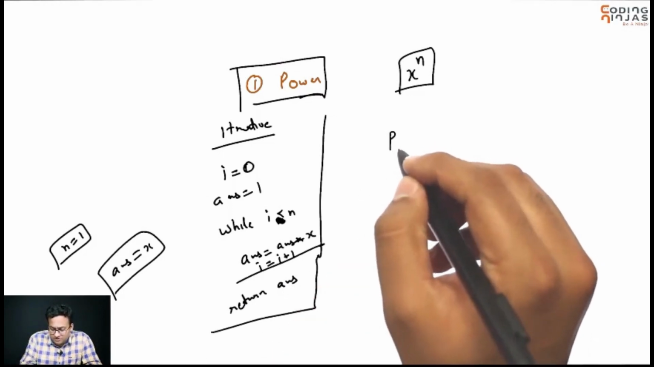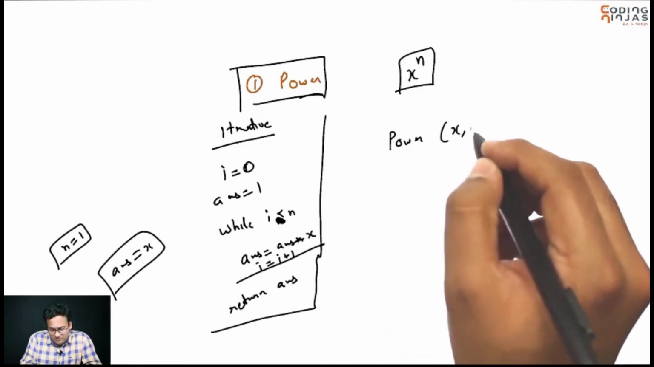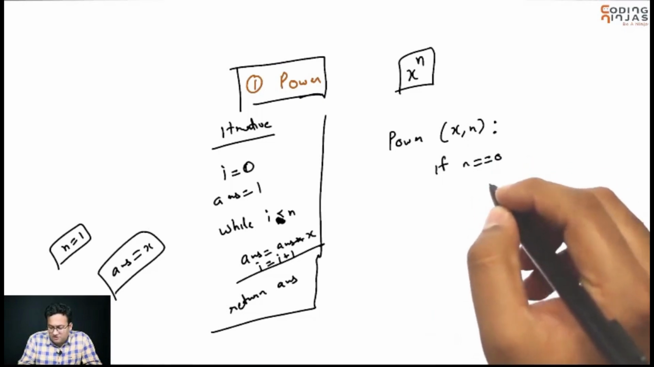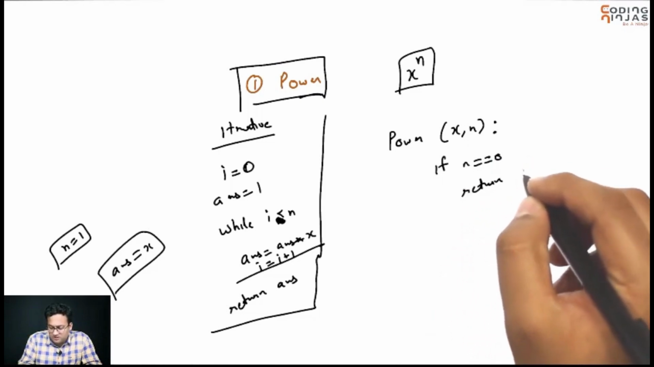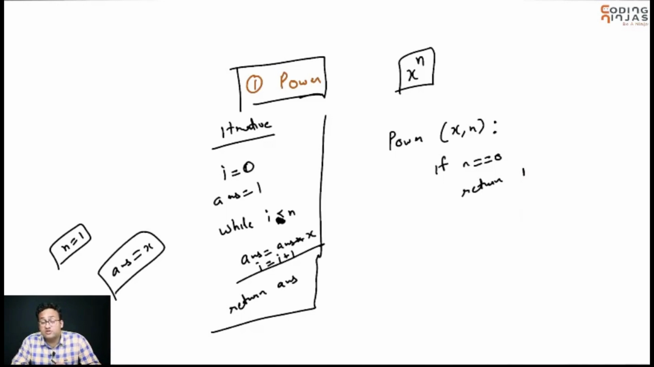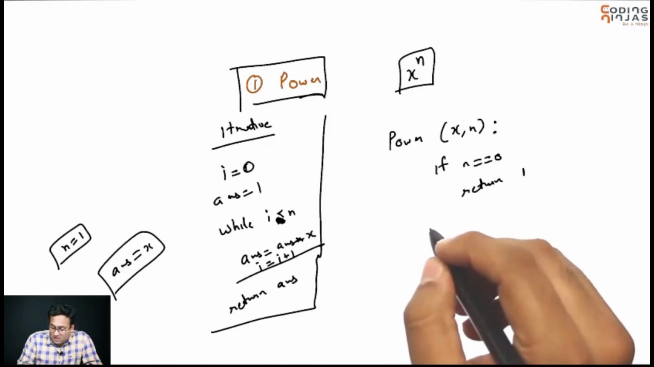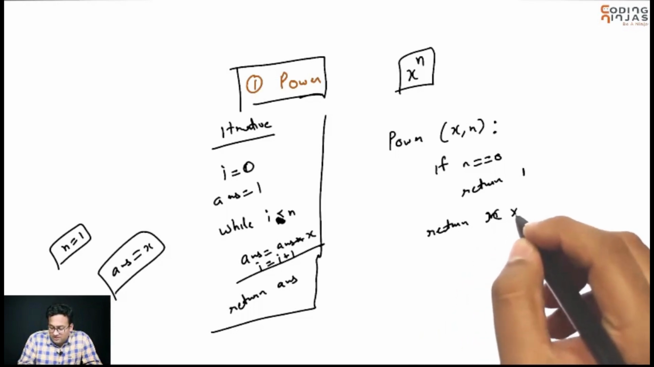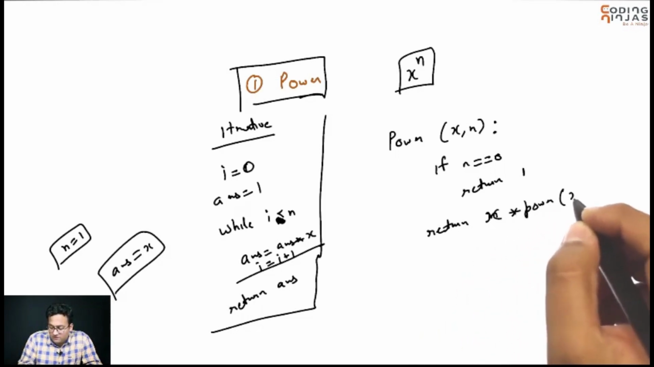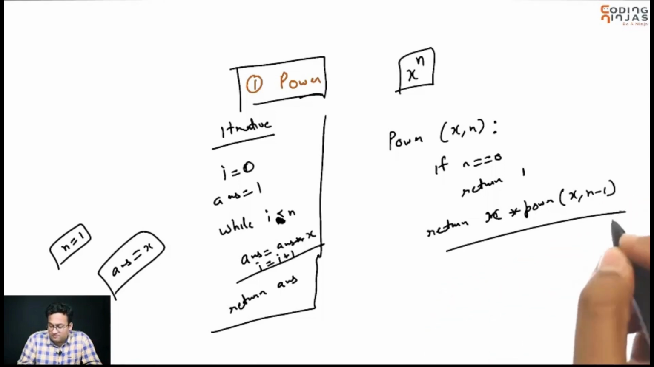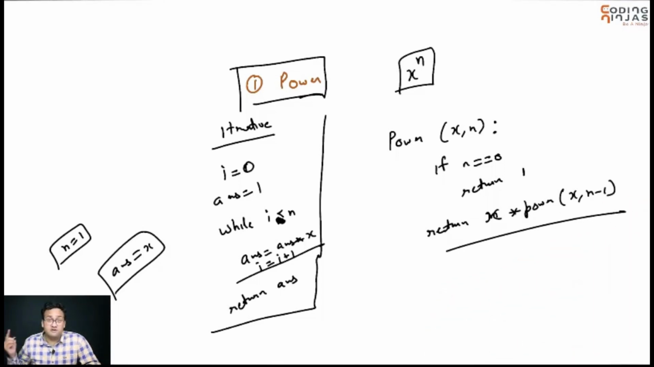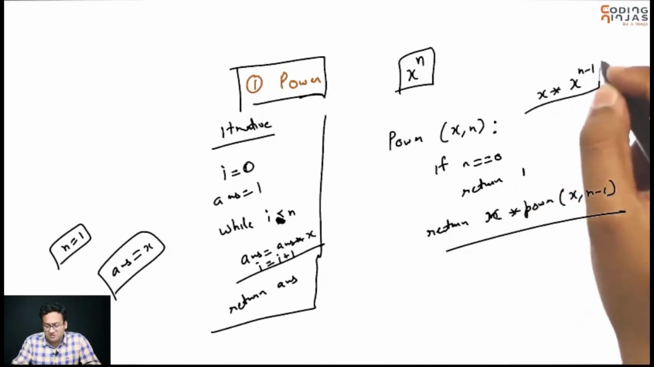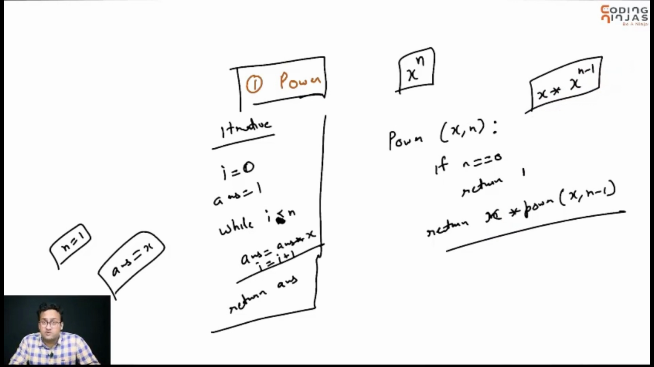The recursive solution is very simple, something that we have done earlier. If n equal 0, return 1, right? X to the power 0 is 1, and otherwise we can return x into power of x comma n minus 1. So what are we saying? That recursion will find x to the power n minus 1 for me, and I will multiply it with x, and that will be my solution, right? So that's okay as well.